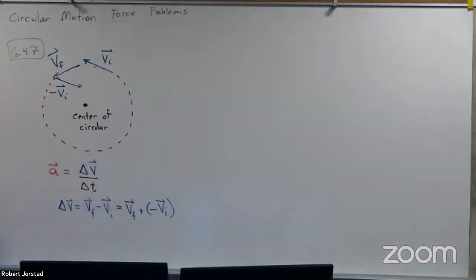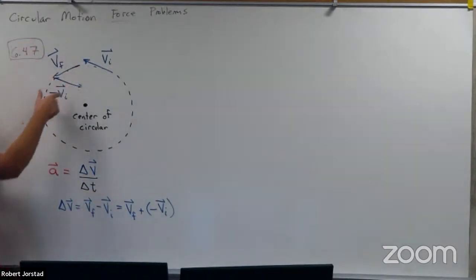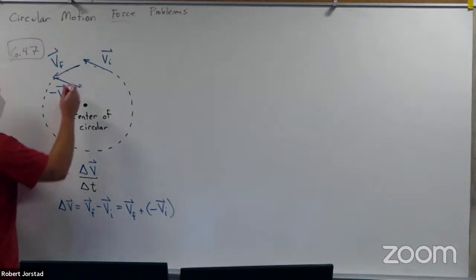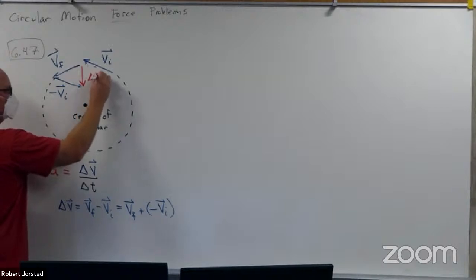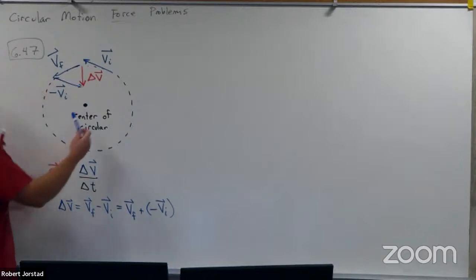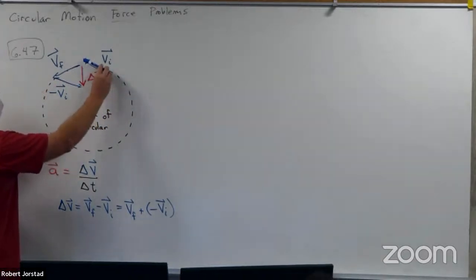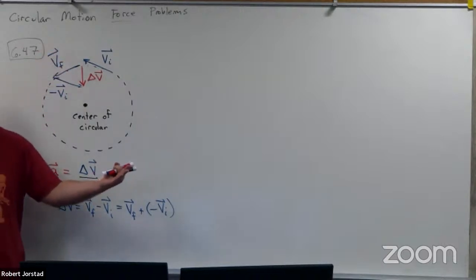Everybody cool with that? If I go tail to tip, v final plus negative v initial equals delta v. By definition, that should be delta v. Agreed? The change in velocity is downwards. It went from moving left and a little up to moving left and a little down. Do you agree the change in velocity was straight down?